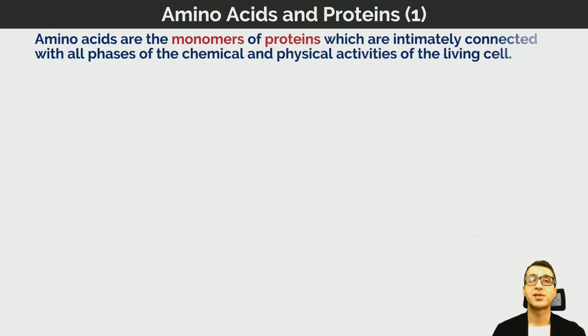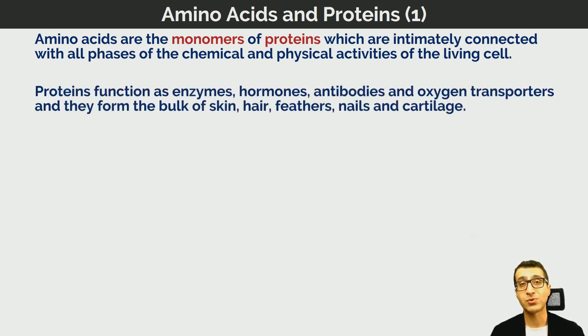Now, amino acids are the monomers of proteins, and proteins are intimately connected with all phases of chemical and physical activities of living cells. Now, proteins function, among other things, as enzymes, hormones, antibodies, oxygen transporters, and they also form the bulk of the structural elements of things like skin, feathers, hair, nails, and cartilage.